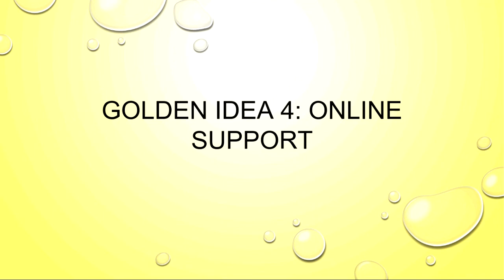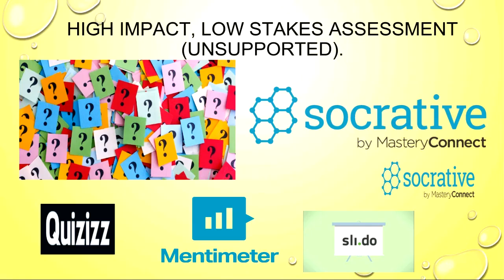Golden idea number four is around our online support. From a point of view of online support, what we're talking about is what we class as high impact, low stakes assessment. Now, these are what we'd class as unsupported programs. What we mean by unsupported is that DMU doesn't support the data that's collected by these. So we have to be aware of things like GDPR.